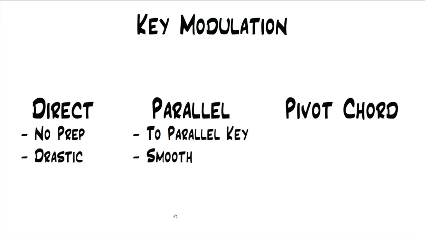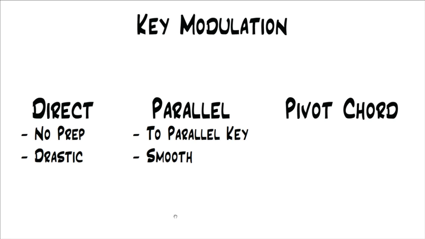Another type of modulation is parallel modulation, which we talked about using chords from parallel key. But when we were talking about that in the other lesson, we were just talking about borrowing a chord or chords from parallel keys and just using it when really staying in one key. So for example, if you're in the key of C major, we borrowed chords from the key of C minor, but we didn't really change keys.